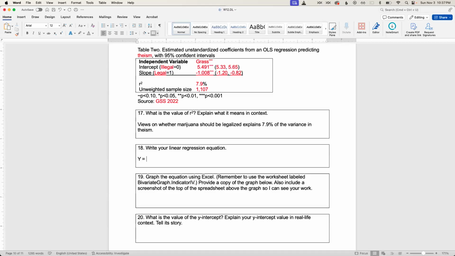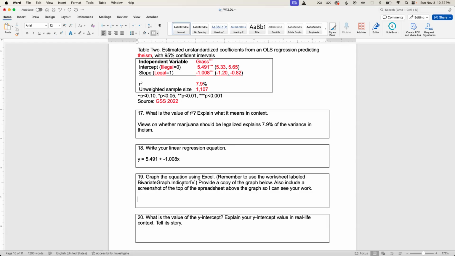Paralinear equation, y equals a plus bx. So we know a is 5.491. B is negative 1.008. And now we're going to graph it.